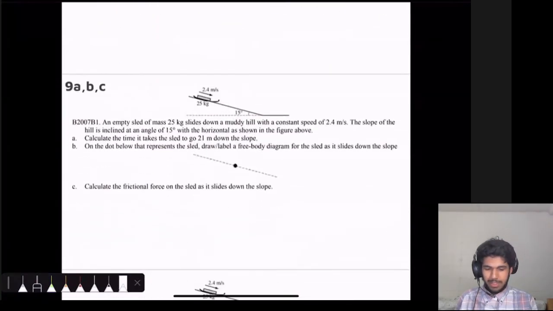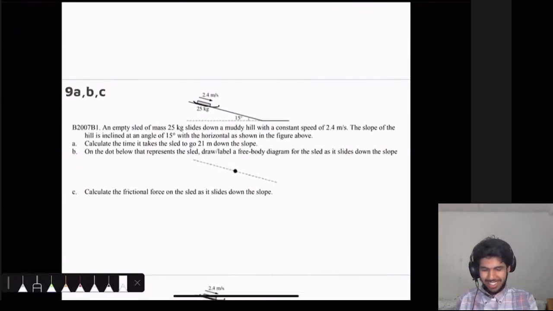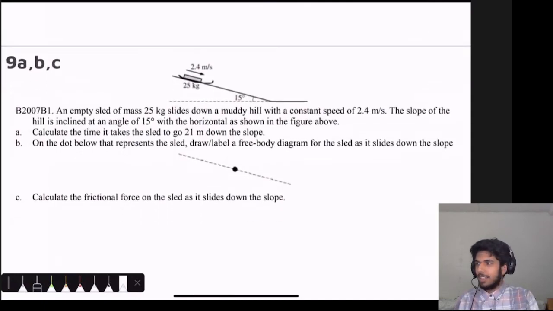Awesome. Now we move on to the last question. I assure you, this is the last question. It just happens to have 4 parts. Alright, so we're dealing with an empty sled. Lots of sled talk today, even though it's just the beginning of October. Perhaps I should have made it Halloween themed, but even then I would be 3 weeks too early, so bear with me. Empty sled, 25 kilos, slides down a muddy hill.